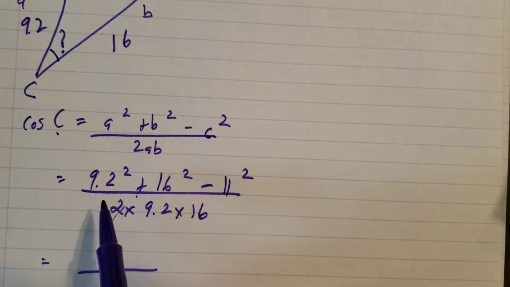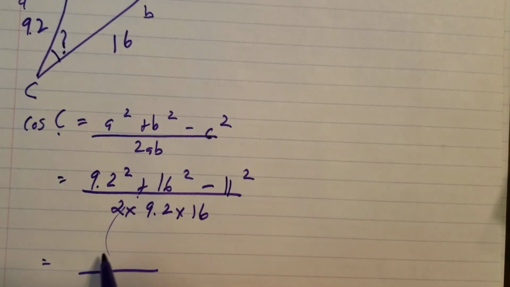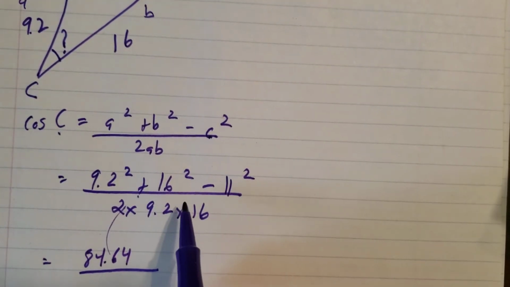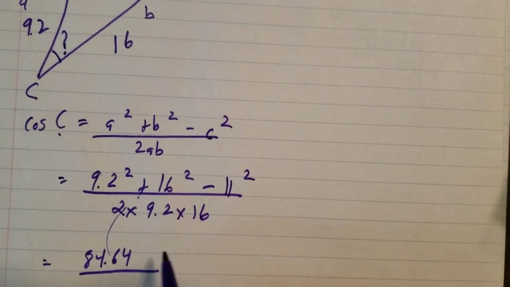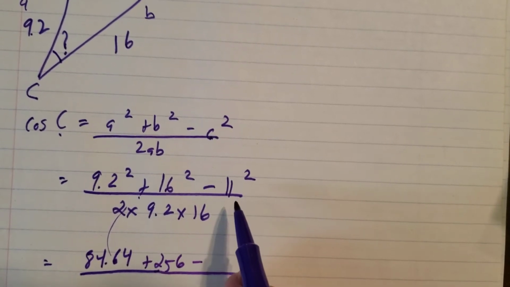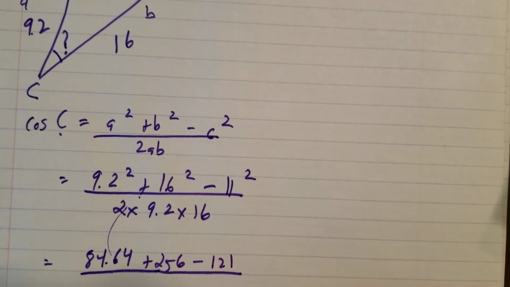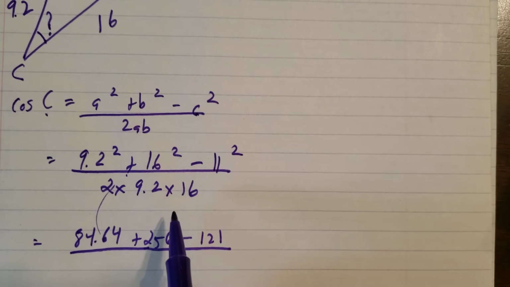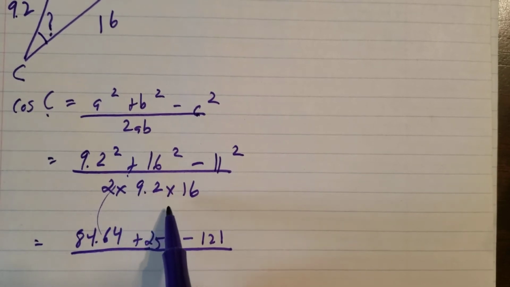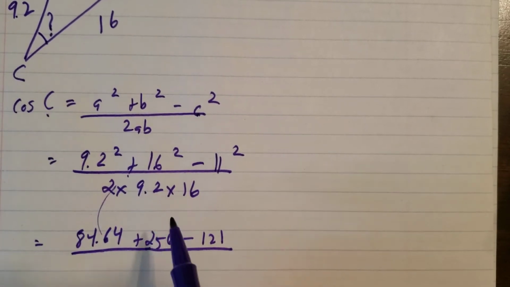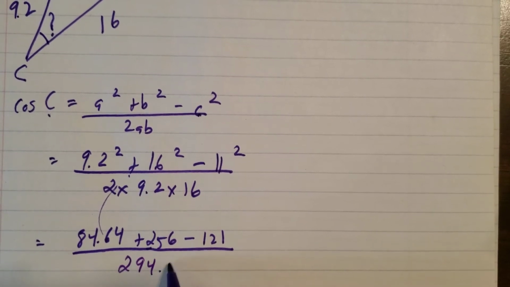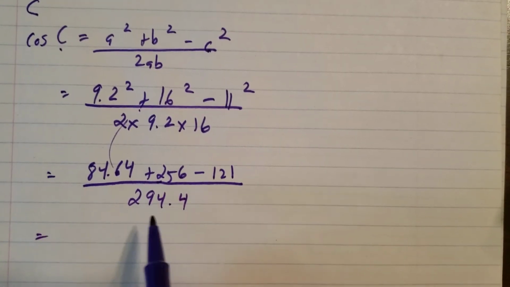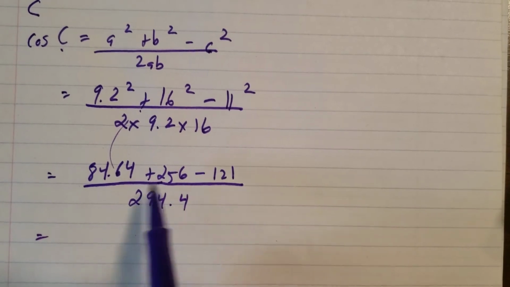So 9.2 squared is 9.2 times 9.2, which is 84.64. 16 squared is 16 times 16, which is 256. 11 squared is 11 times 11, which is 121. Then I multiply these numbers together on the bottom. So 2 times 9.2 times 16, which is 294.4.